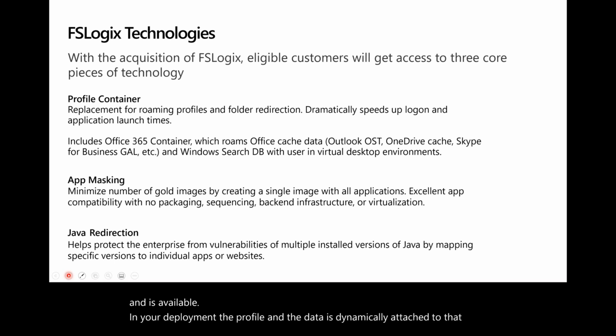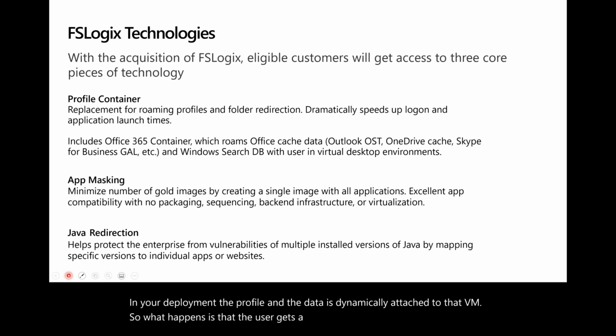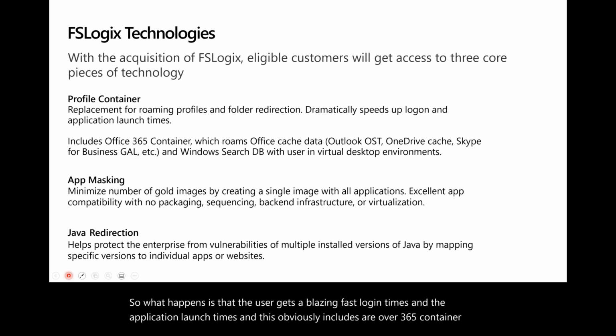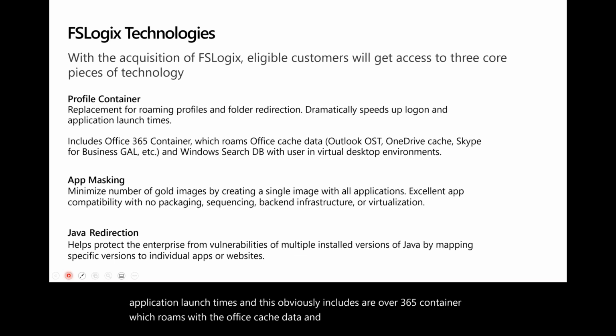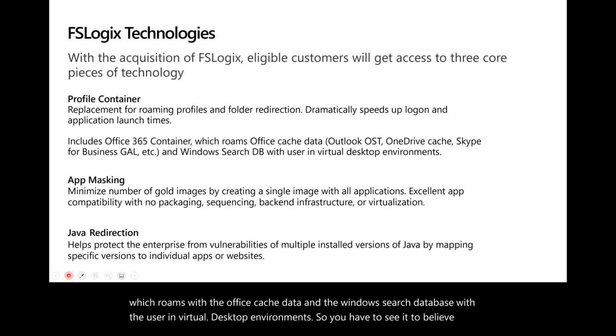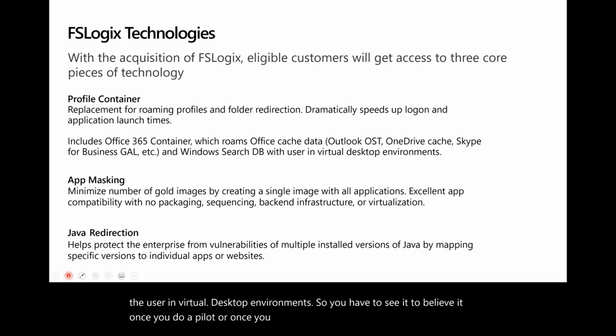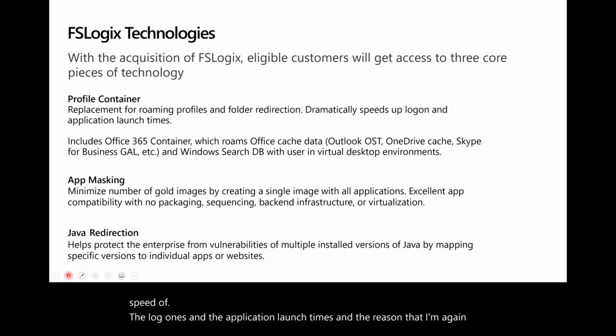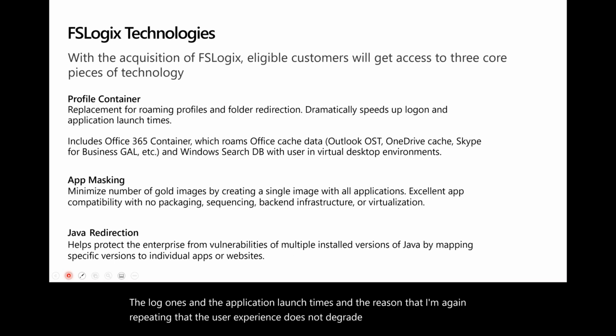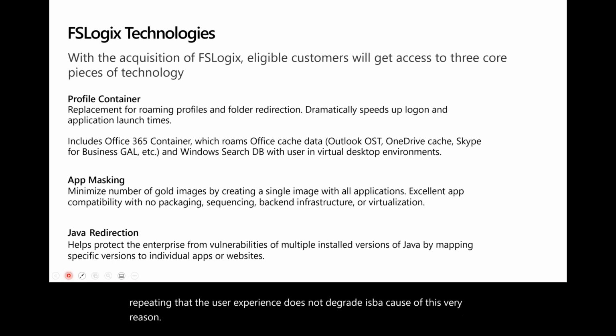So what happens is that the user gets blazing fast login times and application launch times. And this obviously includes your O365 container, which roams with the Office cache data, and the Windows Search database with the user in virtual desktop environments. So you have to see it to believe it. Once you do a pilot or a POC, you will see the blazing fast speed of the logons and the application launch times. And the reason that I'm again and again repeating that the user experience does not degrade is because of this very reason. The second thing is app masking.